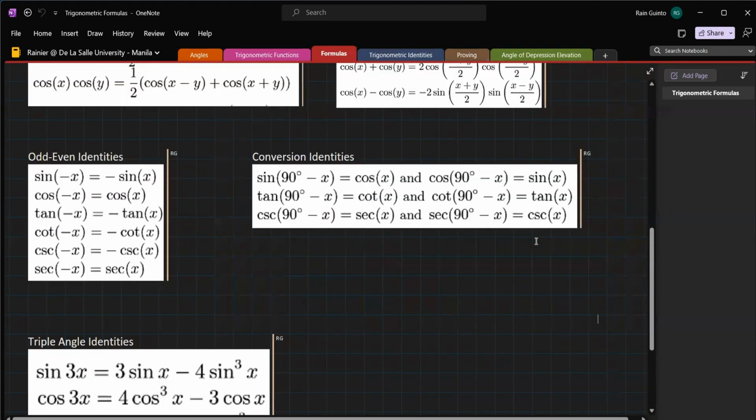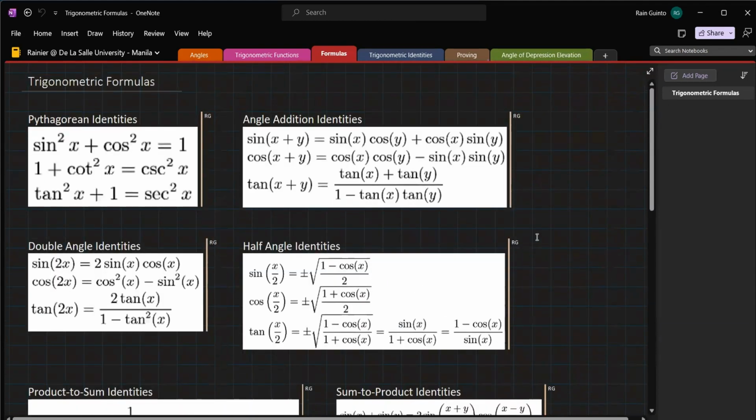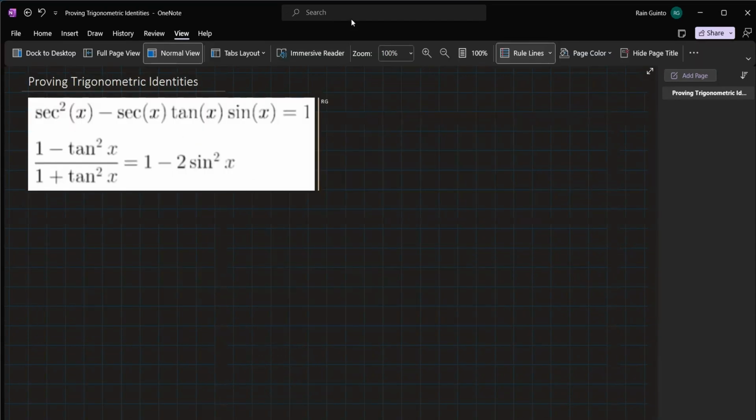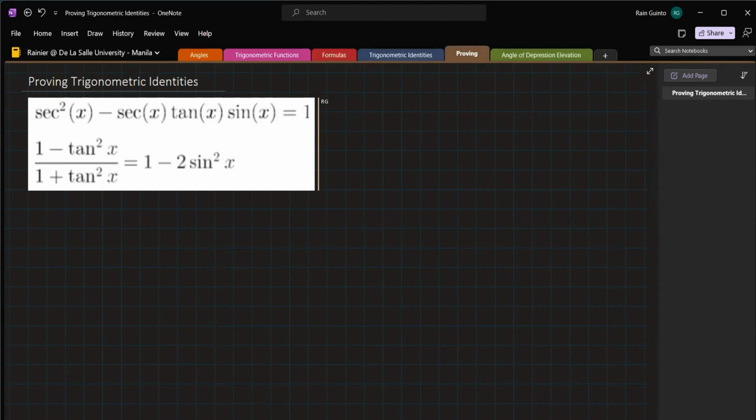We're only going to use the more common ones, like the ones on top, like the Pythagorean identities, the angle addition identities, double angle identities, those kinds of stuff. Now, in order to apply the trigonometric formulas that we have learned, let's apply it in the context of proving. So let's do this one first.